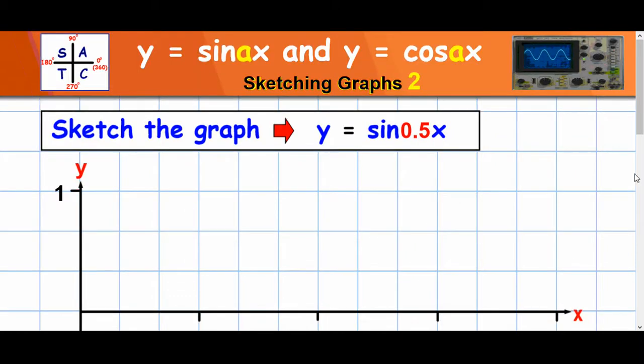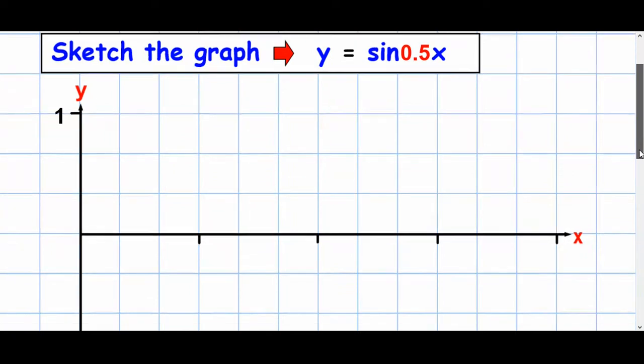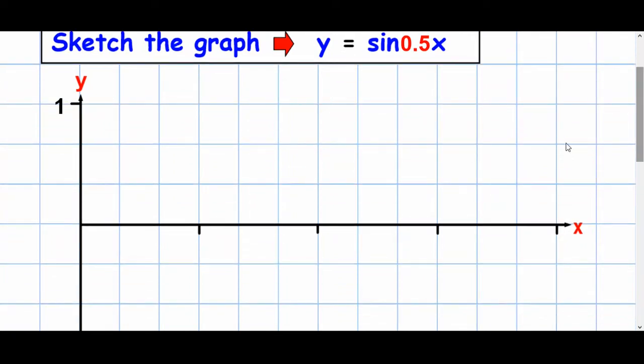Okay, let's look at a few more. Okay, so sketch it out. We're going to draw y equals sine a half x. You could see that as 0.5, or you could see it as a half. It doesn't really matter. So the period is the first thing you want to work out. When does the first wave finish?